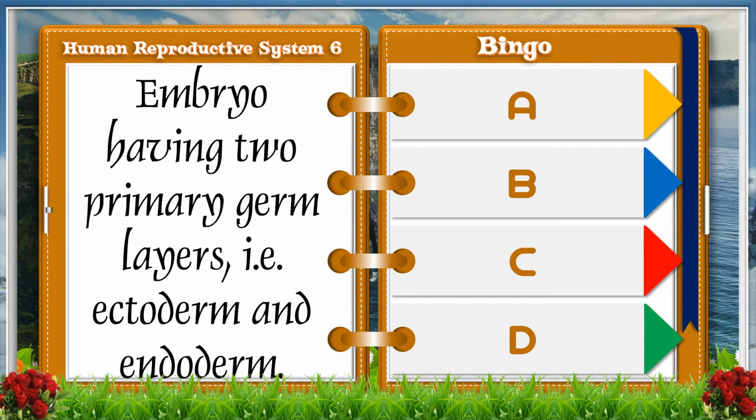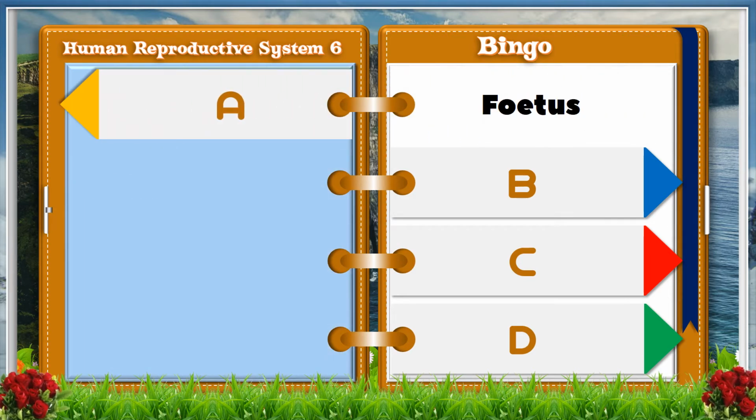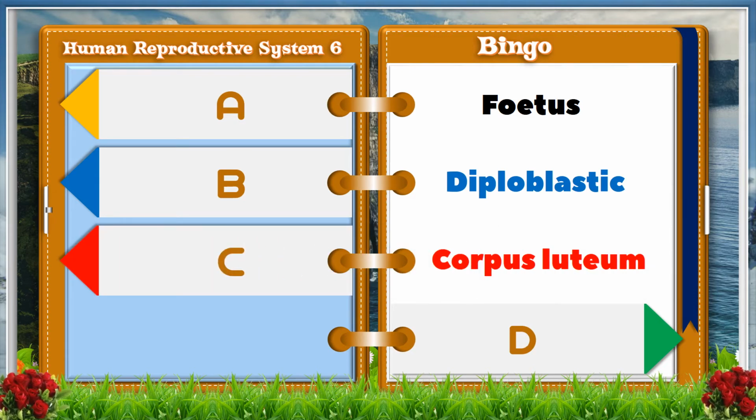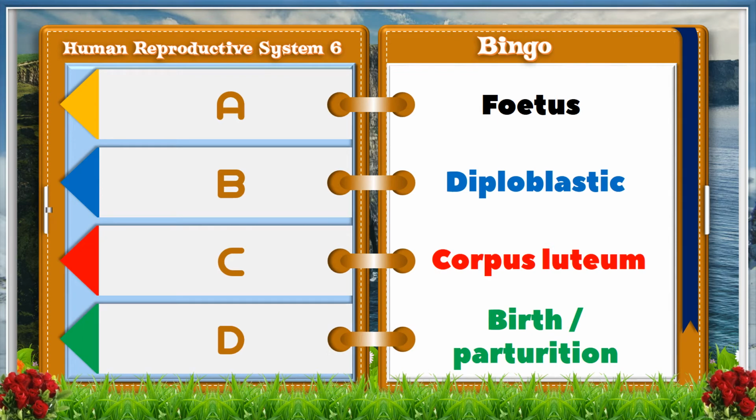Embryo having two primary germ layers, i.e. ectoderm and endoderm. A, fetus. B, diploblastic. C, corpus luteum. D, birth, parturition. And the answer is B, diploblastic.